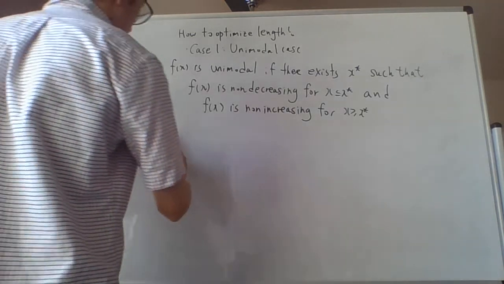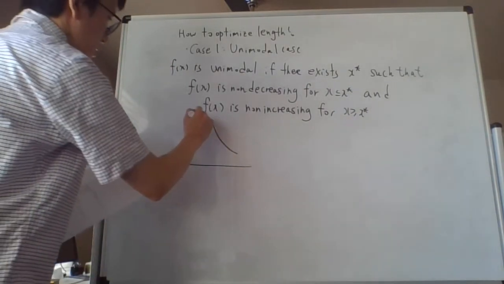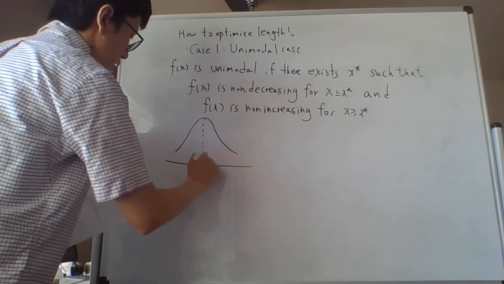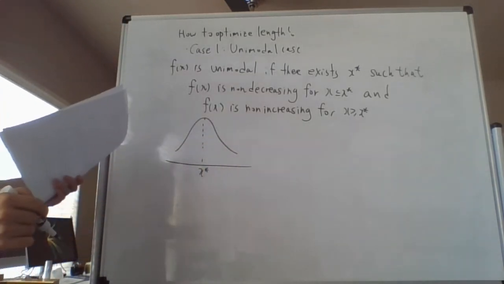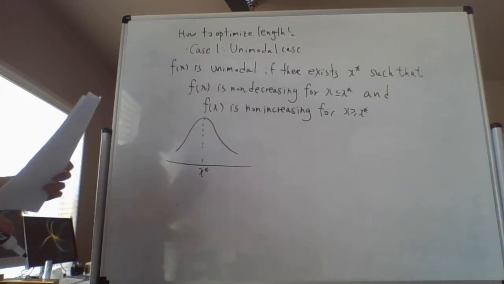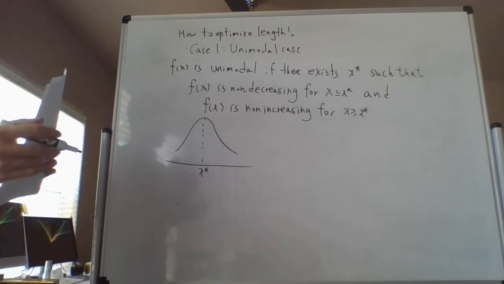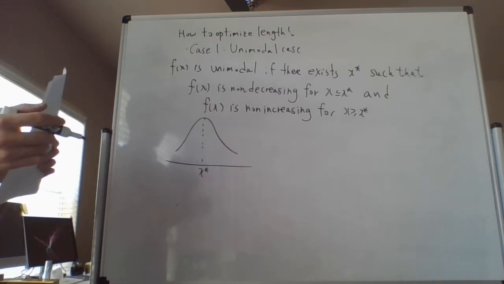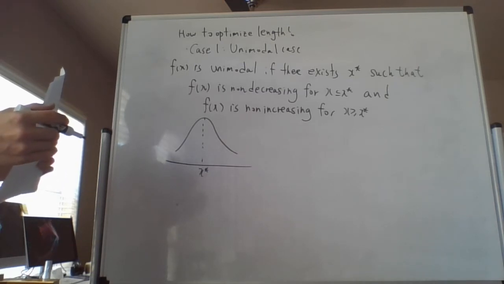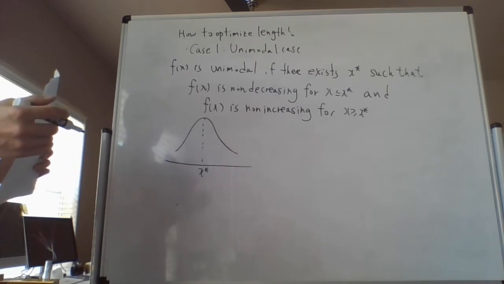This is unimodal because there is only one peak, and before the peak f(x) is increasing, and after the peak f(x) is decreasing. So unimodal means that you have only one peak, and before and after the peak, the monotonicity of your PDF is going to be different.